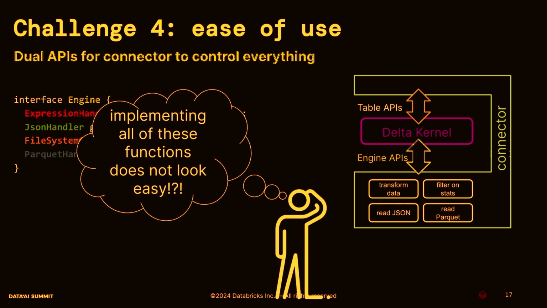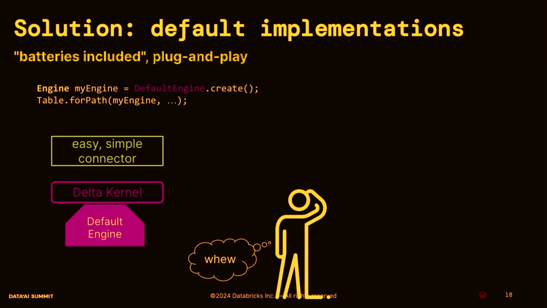Now, this seems like a pretty complicated interface. Do I have to plug in my own Parquet writer, reader, JSON reader every time? This seems pretty complicated. But so the fourth challenge is, how do we keep this simple, easy to use for connector developers? And that's why we are providing our kernel libraries, a bunch of default implementations. You can start with a default engine. Default engine, it works correctly. It will not give you the best performance for your engine, but it will work.